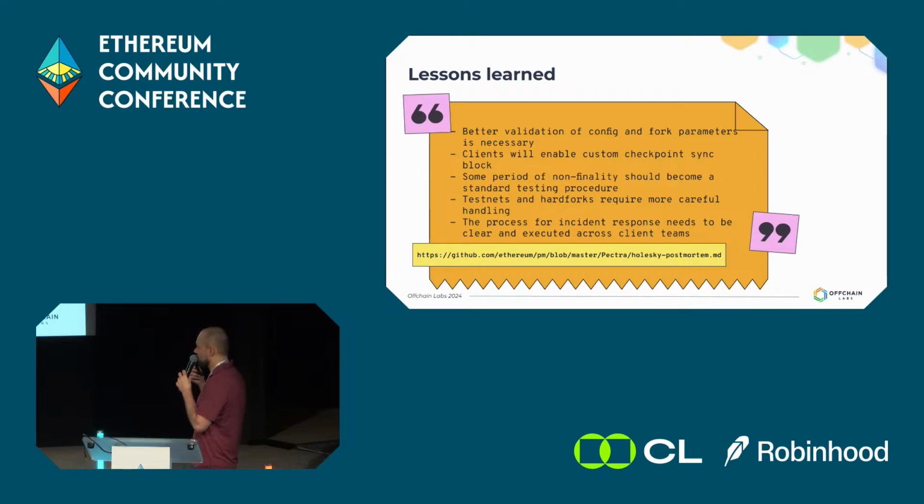And lastly, we need some better incident response, or some standard incident response, so that in case a similar situation happens in the future, there is no panic, and everyone knows what to do. These lessons learned points I have extracted from a post-mortem, which is available on the Ethereum Foundation's GitHub. And other than that, there are also post-mortems from client teams, from Prysm. I know there's one from Lighthouse, and probably from other clients as well.